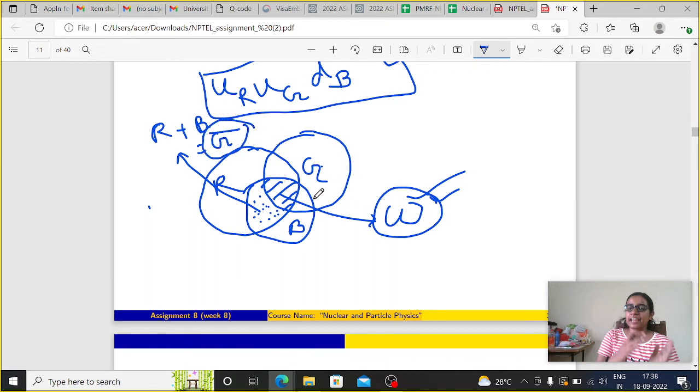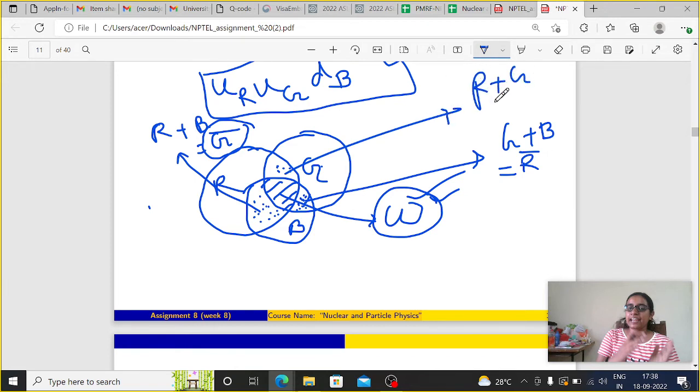The similar thing for here also. This portion says G plus B, which should be R bar, and this portion is R plus G, which should be B bar.